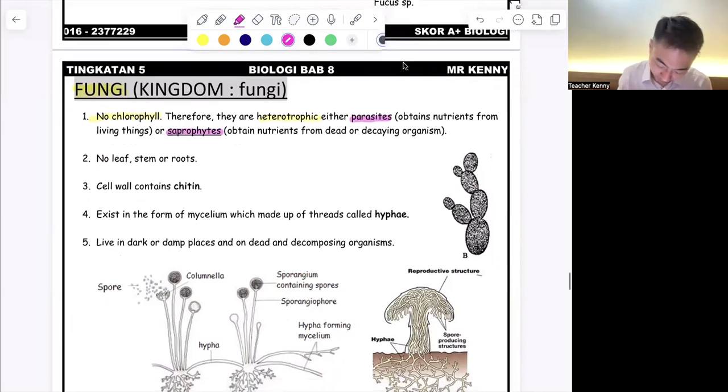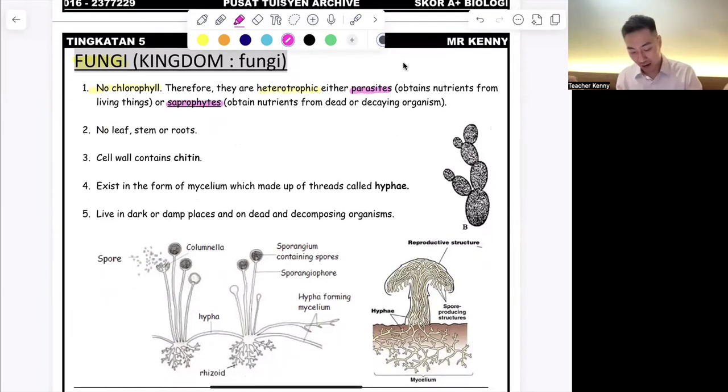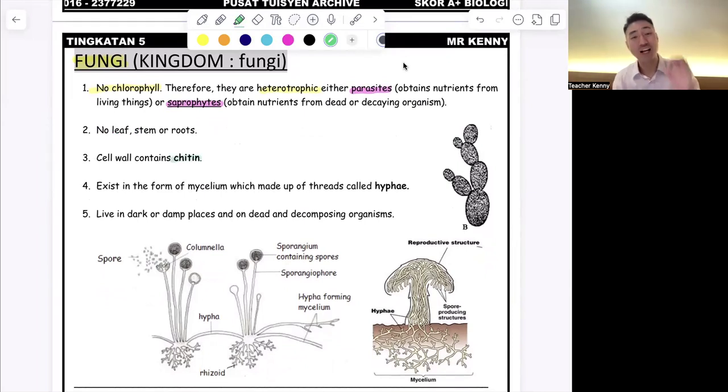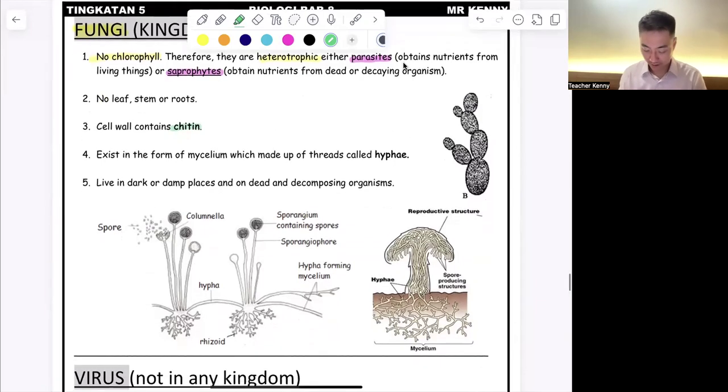Understand? Yeah? No leaf, no stem, no roots. That's why they cannot photosynthesise. Yeah? Cell wall. The cell wall is not made up of cellulose. Their cell wall is made up of this complex carbohydrate called chitin. Chitin. Say chitin. Chitin. Yeah?